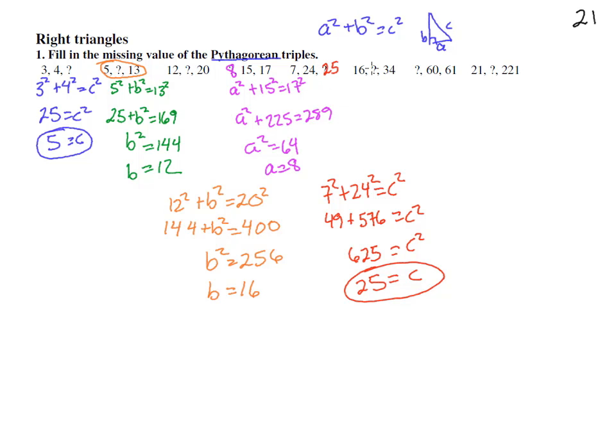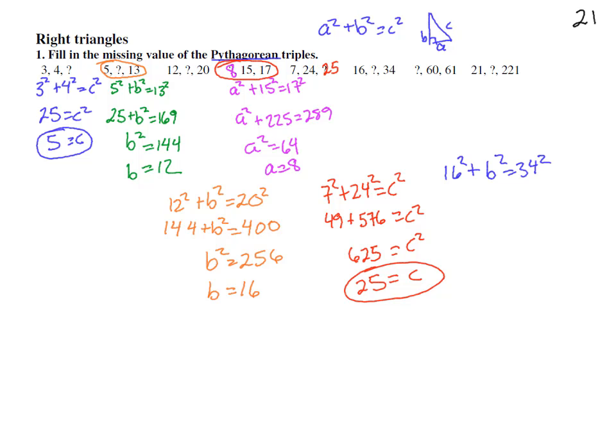All right, 6, blank, 34. Hey, look at that, 16. It's going to be double this one right here. We have a 16 and a 34. It's got to be a 30, but let's double check that and not jump completely to conclusions. So 16 squared plus b squared equals 34 squared.